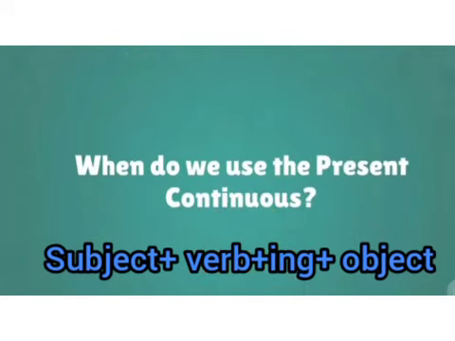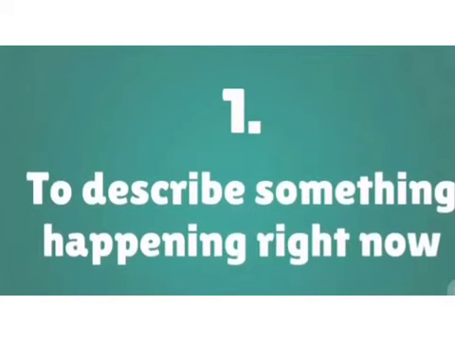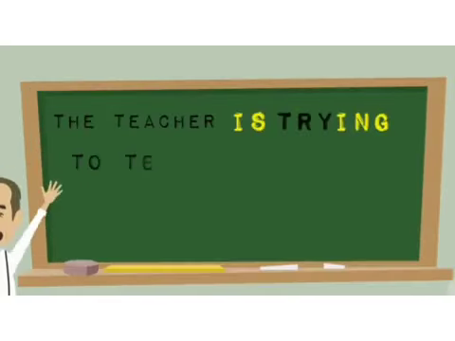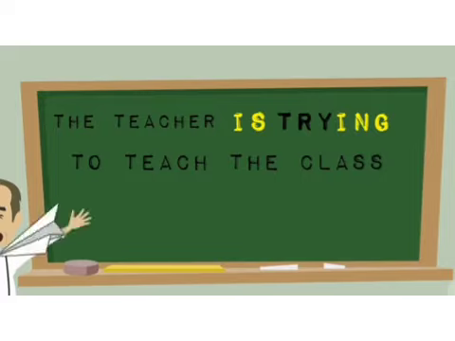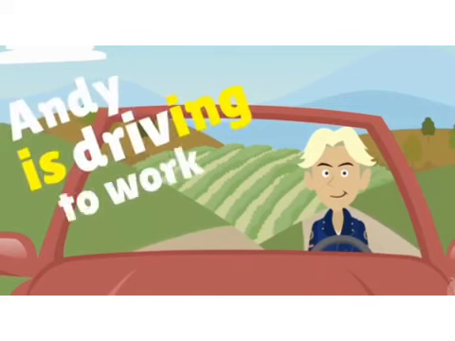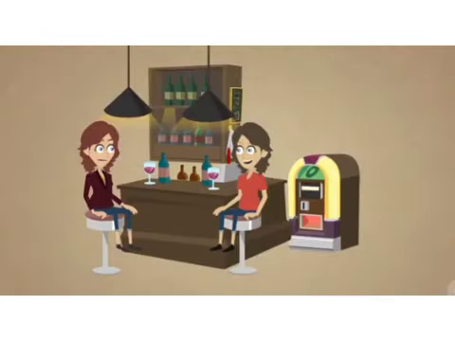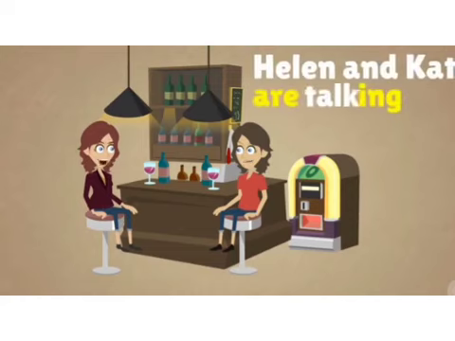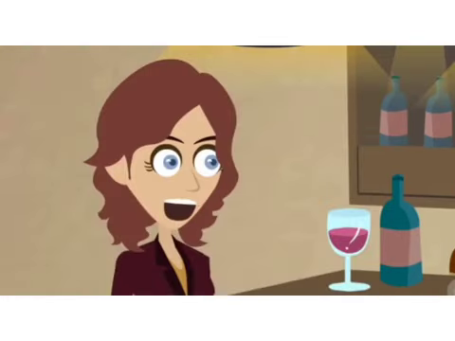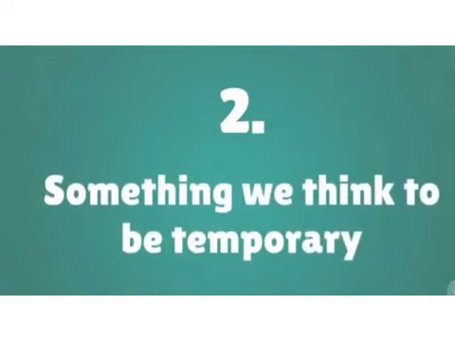When do we use the present continuous? Number 1. To describe something happening right now that has not come to an end. Still, it's going on. Here we go with the example. The teacher is trying to teach the class. Here, is trying is the continuous tense. Andy is driving to work. Is driving, that is, is plus verb plus ing, is the present continuous. Helen and Kat are talking. Here, are plus verb plus ing, are talking, is still continuing. The work has not come to an end, so it is continuous.